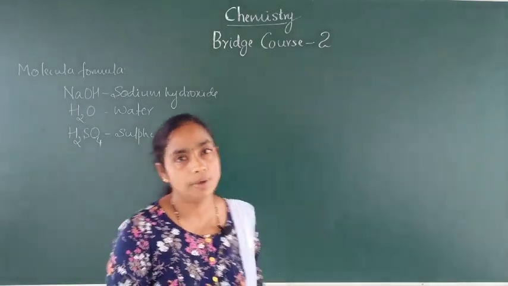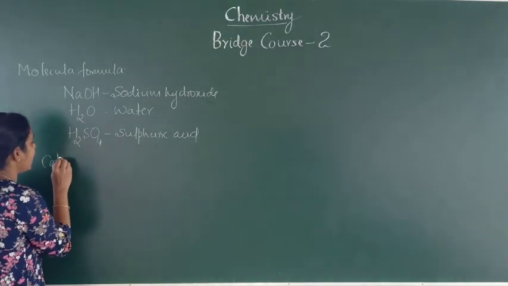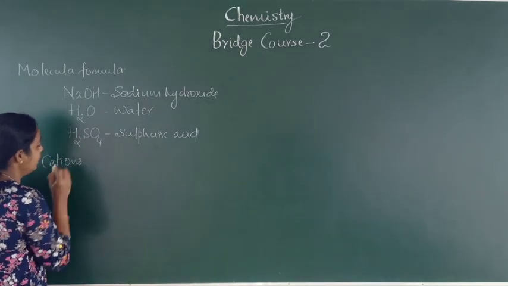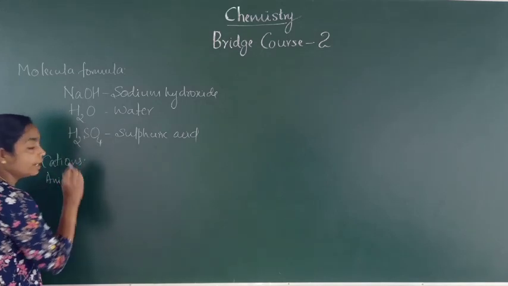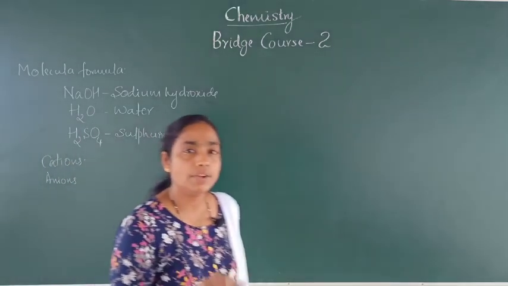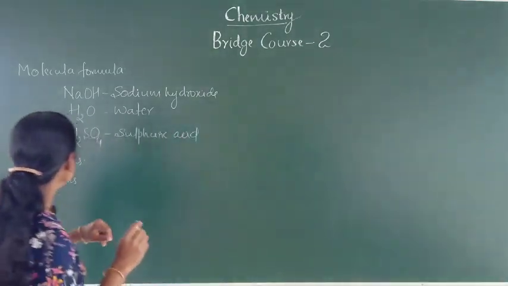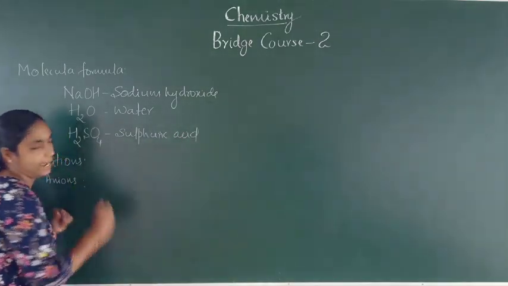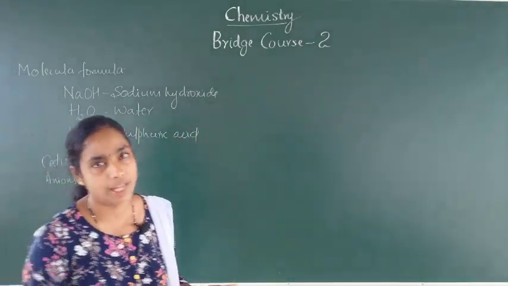Next, how to write the formula of a compound. To write the formula of a compound, we should know the basic knowledge of cations and anions. What are cations? The positively charged ions are called cations. The negatively charged ions are called anions. Now I will list out some of the cations and some of the anions.